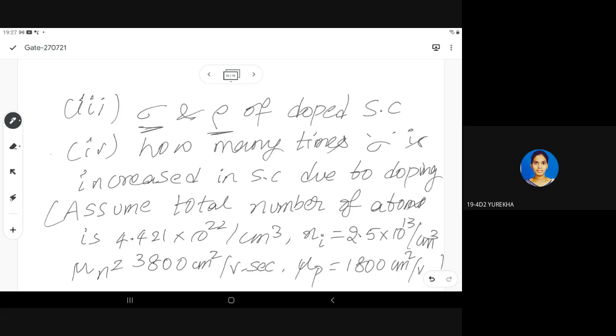The fourth question is asking how many times the conductivity is increased in the semiconductor due to doping. That means I want to know the conductivity in the intrinsic semiconductor also. Then only can I know how many times the semiconductor conductivity has been increased due to doping. So here, what are the things I have to calculate?